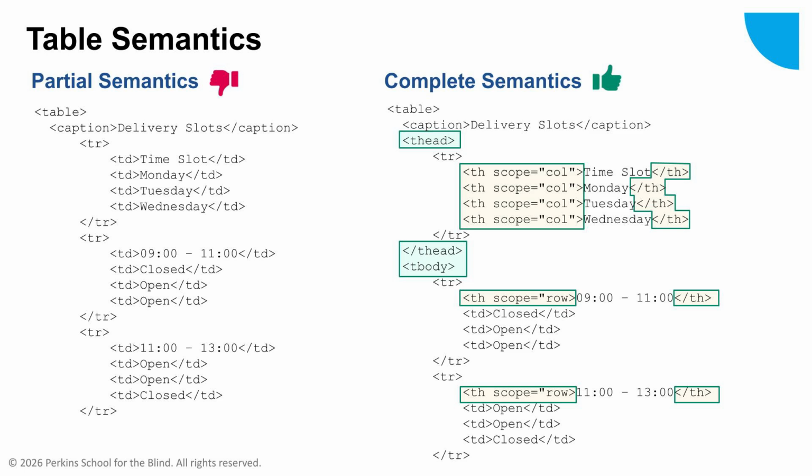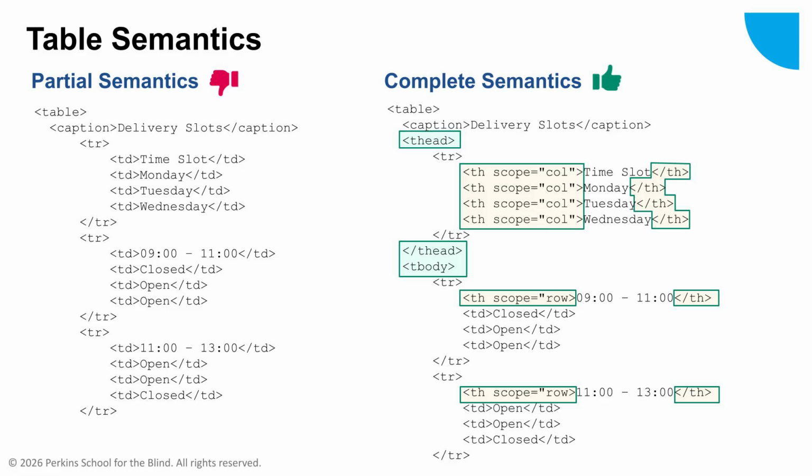On the right side, where the semantics are complete, there are a couple of things to note. While this is less critical, if you want to really follow the semantics as intended, you would have a thead element wrapped around your column headers, and then the rest of the table would be wrapped in a tbody element. That's valuable, but where things really become critical is making sure that you mark up your table headers. In this example, I've marked up all of my column headers with TH elements and given them a scope attribute of col, the abbreviation for column.